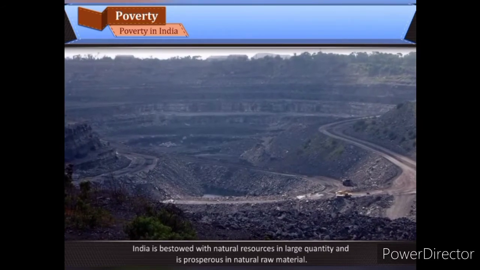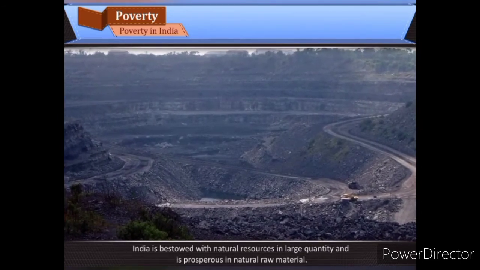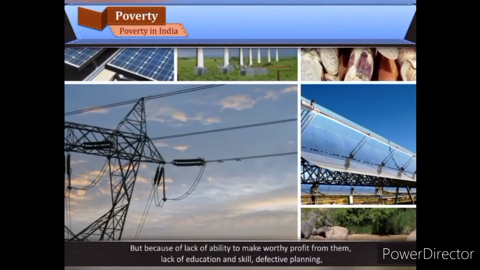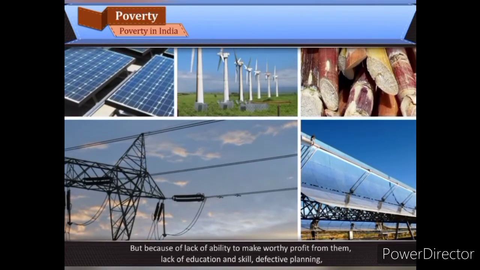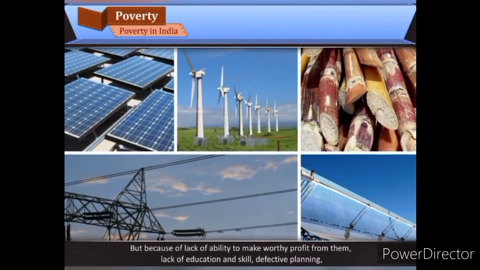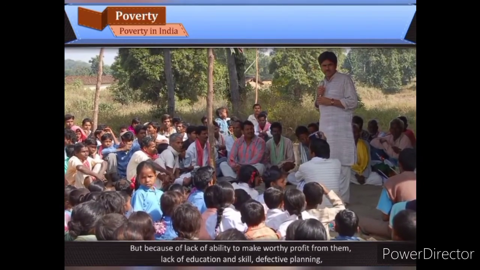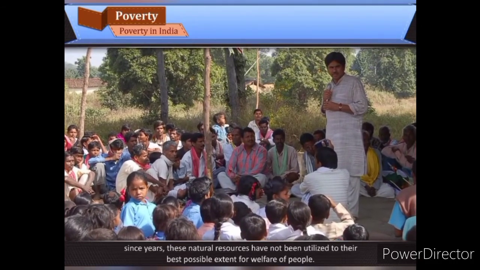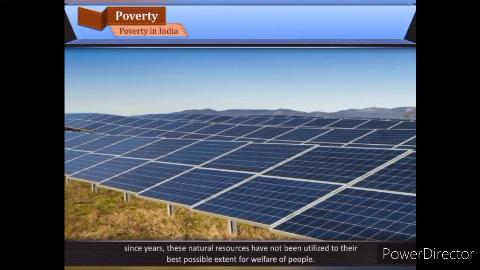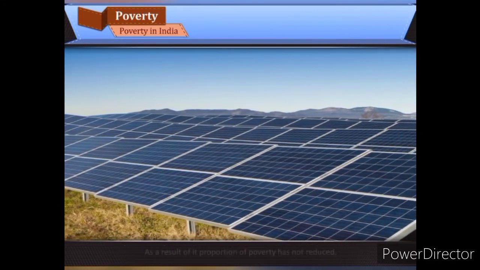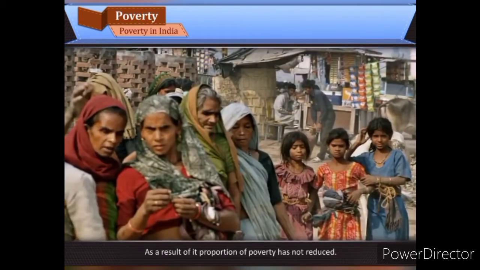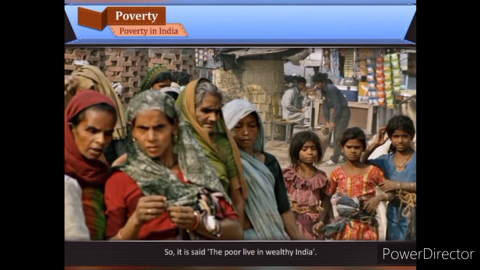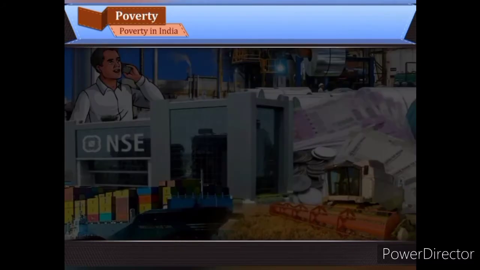India is bestowed with natural resources in large quantity and is prosperous in natural raw material. But because of lack of ability to make worthy profit from them, lack of education and skill, and defective planning since years, these natural resources have not been utilized to their best possible extent for the welfare of people. As a result, the proportion of poverty has not reduced. So, it is said, the poor live in wealthy India.